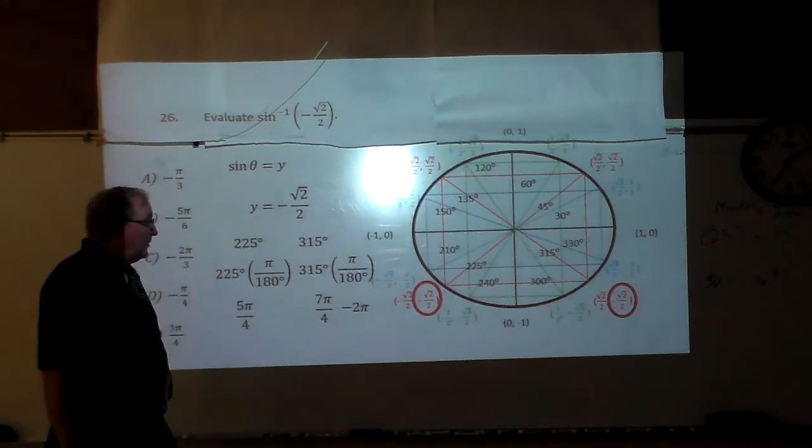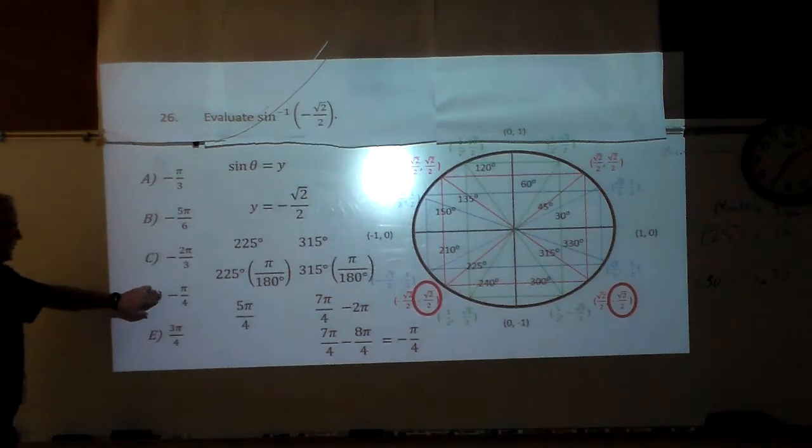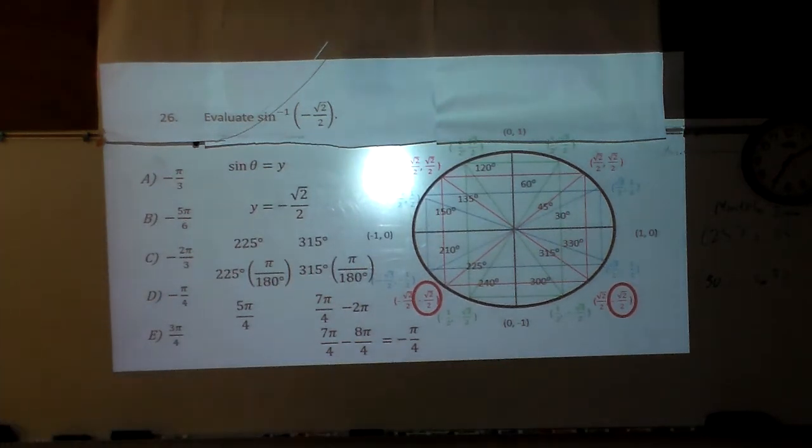So let's minus the 2 pi from this one. But to do that, I have to have a common denominator. And 7 minus 8 does make negative pi over 4. Choice D. Choice D, or that particular one.